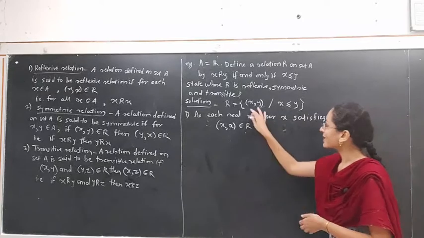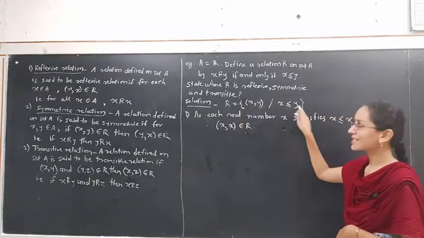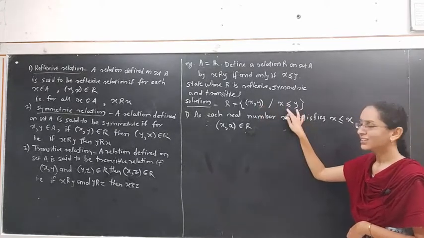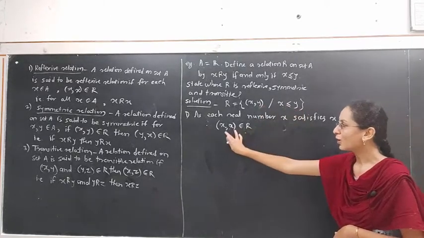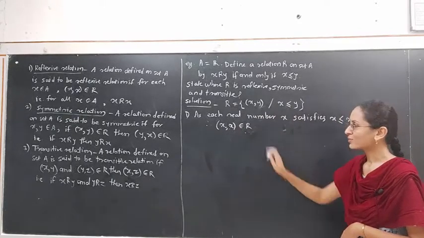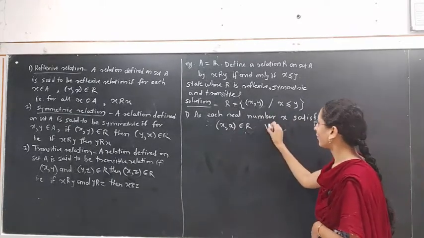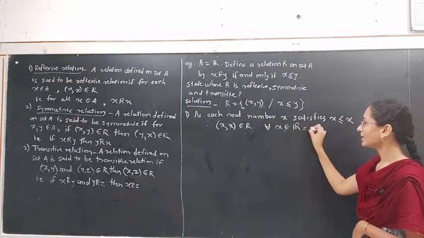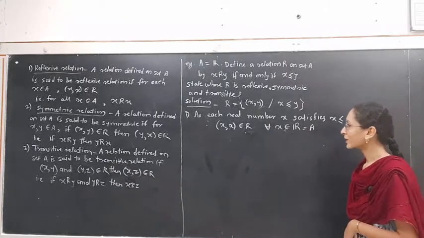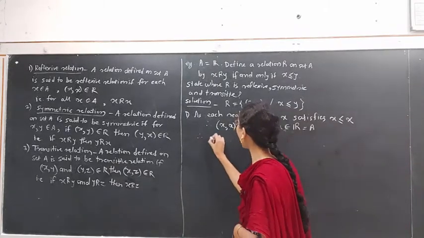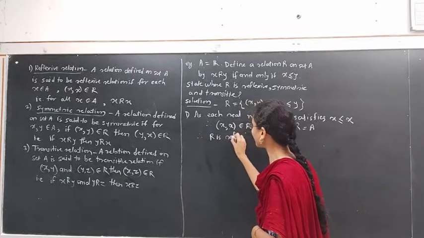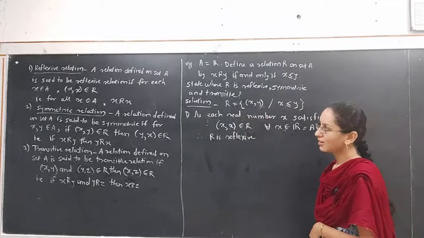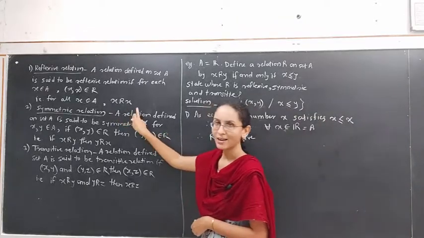When will the ordered pair (x, y) belong to set R? If x is less than or equal to y. If we consider y equal to x, then this condition is true. This means all the ordered pairs (x, x) belong to set R for all x belonging to the set of real numbers, or in this case set A. Therefore R is a reflexive relation because it satisfies the definition: for all x belonging to A, (x, x) belongs to R.